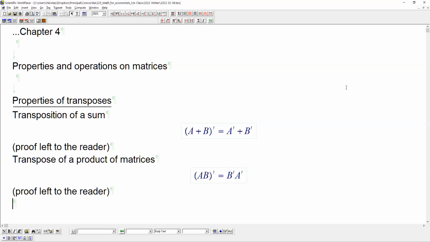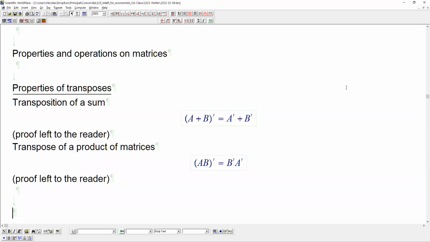All right, so that was properties of transpose. Know them, learn them by heart. It pains me to say that, but that's the way to go. You just have to learn stuff by heart to know how to manipulate them.